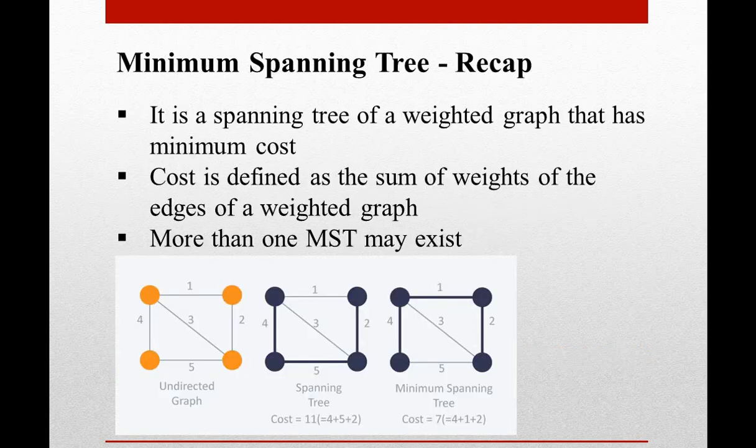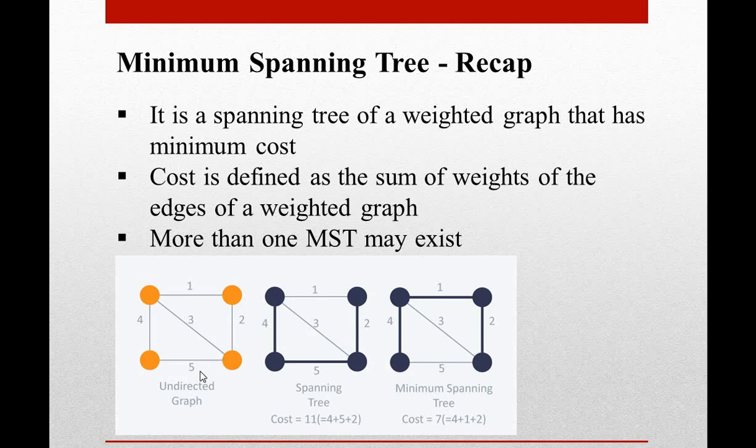So let's have a quick recap of minimum spanning tree. We know what a spanning tree is. A spanning tree is a subset of a graph such that all the vertices are connected with the least possible number of edges. Out of these spanning trees we need to select the one whose cost is minimum. It is defined for a weighted graph, and it has the minimum cost across all the spanning trees derived for the given weighted graph. We also looked at an example, so let's look at the same example again.